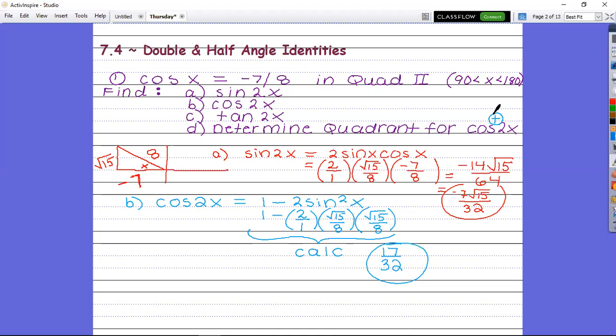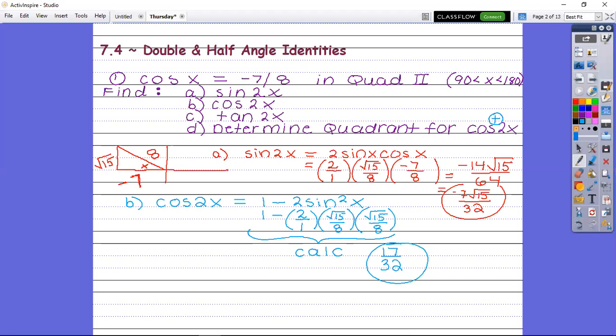What ratio do we need to do tan of 2 theta? Don't we need tan of theta? Yes, guys, what's tan of theta that I'm going to use on the other side? Opposite over adjacent. So square root of 15 over the -7. I'm going to try to remember that, but we'll see how it goes.